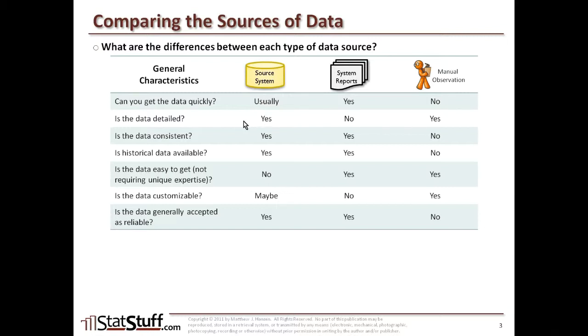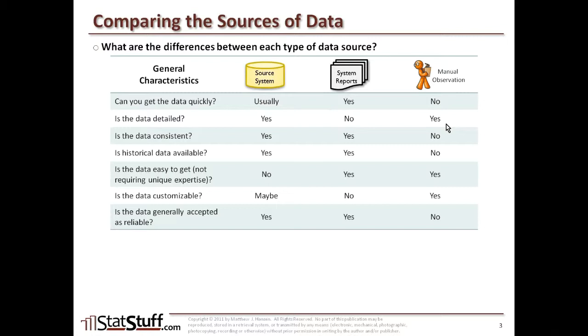Now, from the detail level of the data, the source system is probably going to be the most detailed. Usually the source systems are going to have a lot of information, but the system report is usually going to be summarized. So it's not going to have necessarily a level of detail that we might need in order to do some statistical analysis. Manual observation, though, can be detailed. It doesn't always have to be, but generally when we're collecting that data manually, it's going to be detailed, although we might end up summarizing it or rolling it up to some higher level if we needed to.